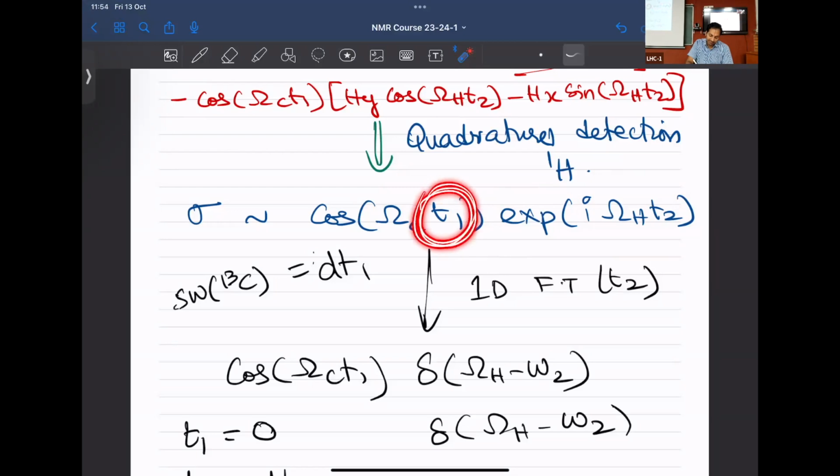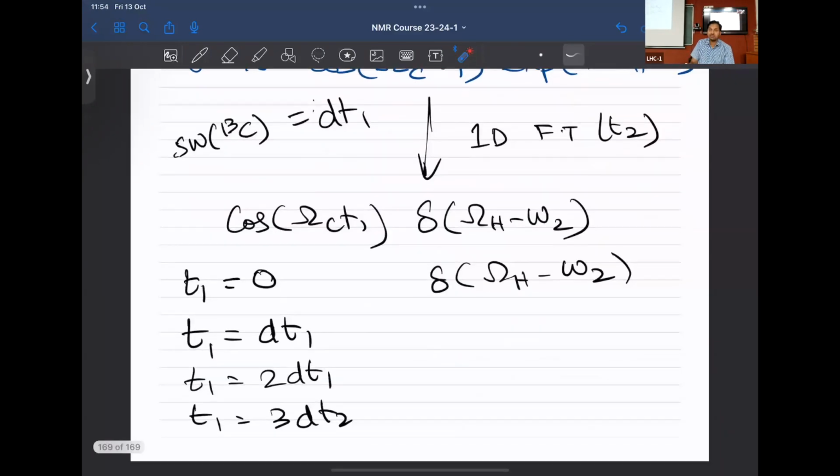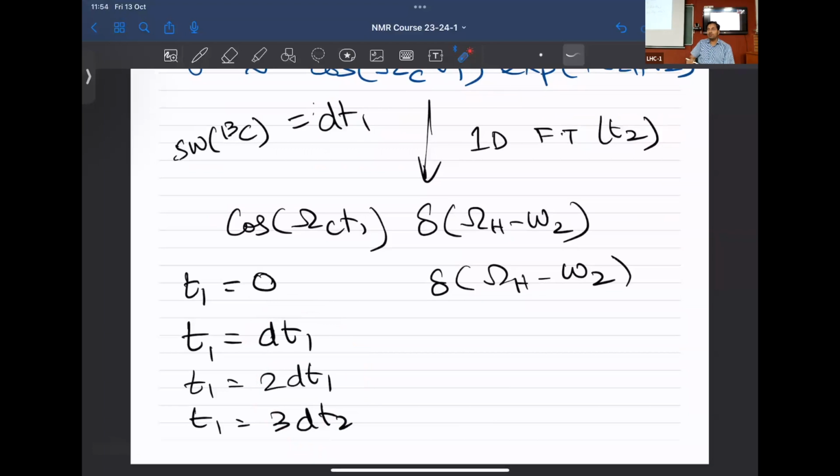The only unknown is omega C. Therefore, if you keep changing T1 in various increments, you will be able to modulate the delta function based on cos of omega C T1, where T1 you set. Therefore, if you pick each of these modulations, pick the intensity, and if you know the certain T1, you'll be able to pick up what is cos of omega C. That's essentially how a 2D experiment is done. A 2D experiment is a sum of multiple 1D experiments, not a direct sum. You end up accruing multiple 1Ds to put together.